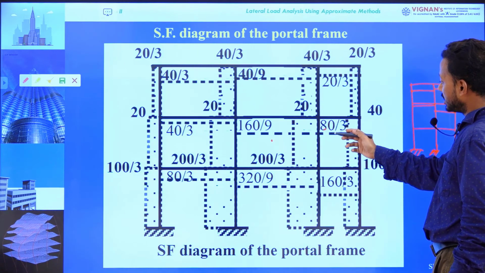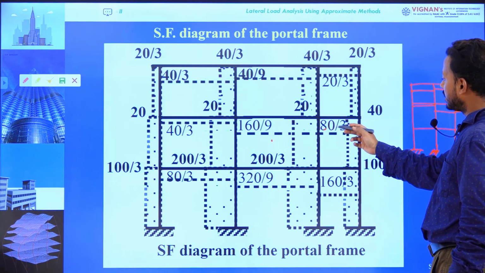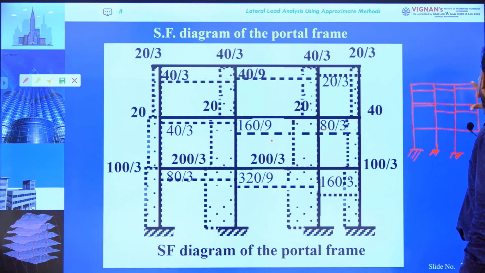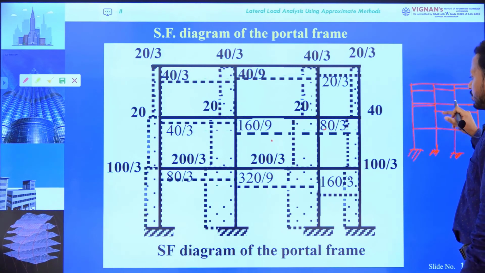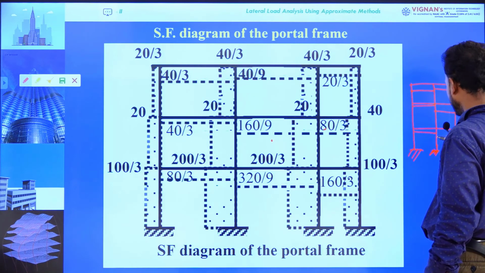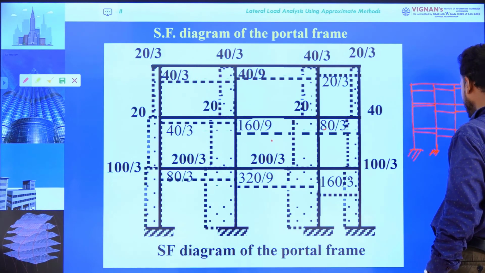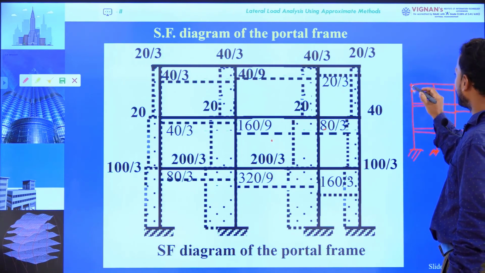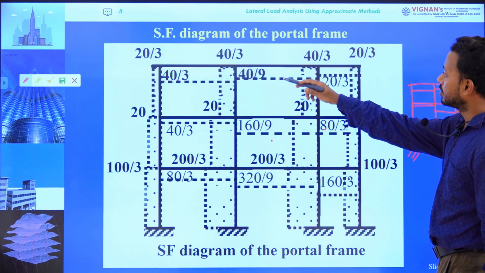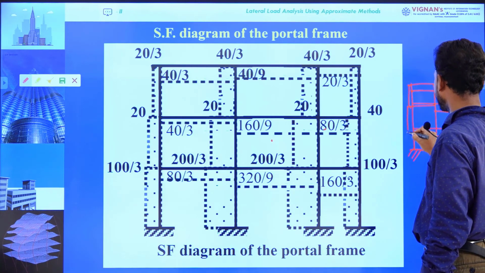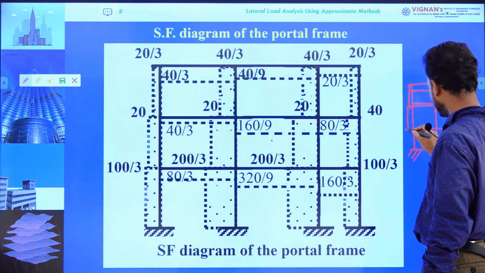You just imagine what the value will come: 80 by 3, 160 by 9, 40 by 3, and according to this you match the scale of those shear forces in the beams. So again 80 by 3, 320 by 9, 160 by 3. So I have drawn all the shear forces in the beam. Now we will calculate the shear force in the column. So what are the shear forces? 20 by 3 here, then 20 here, then 100 by 3 here.